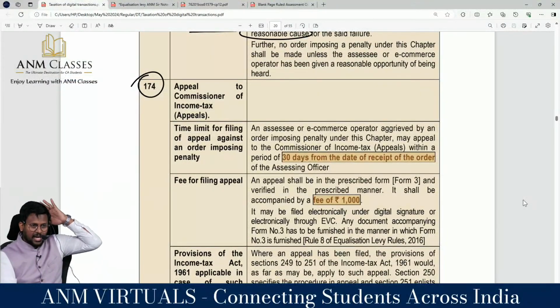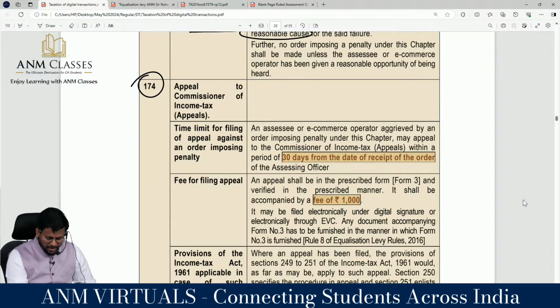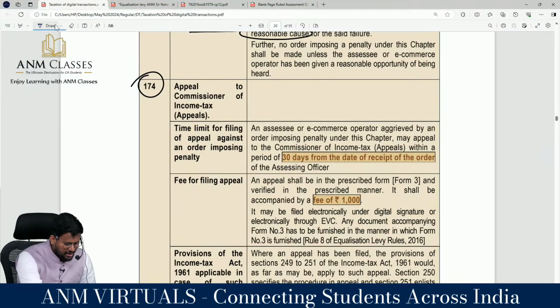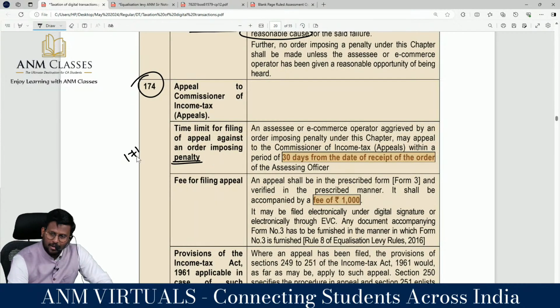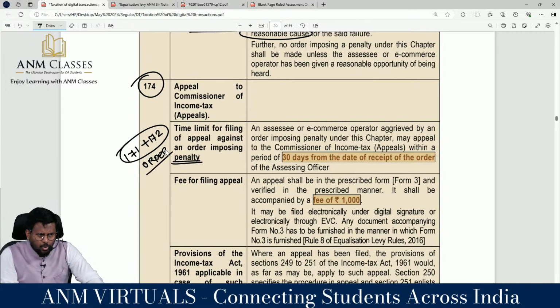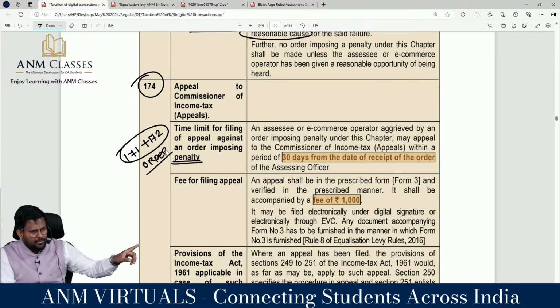Appeal to the CIT appeals. Time limit for filing appeal against the order imposing penalty. Sir, if you don't like the penalty order passed, under what section will the penalty order be passed? 171, 172. If you don't like the 171 and 172 penalty order, okay? Yes, sir. Sir, this is same like an order passed by AO, like 246 subsection 1 or 246A, and then it goes to the CIT appeal.